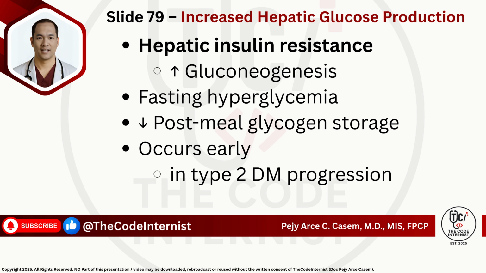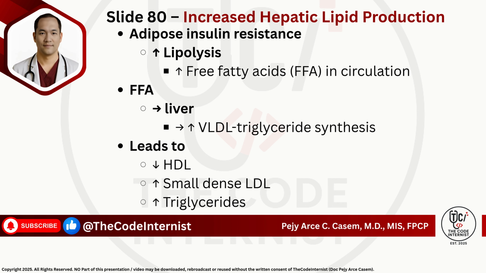One major problem in type 2 diabetes is the liver's failure to respond properly to insulin. Even though insulin levels are high, the liver keeps making sugar, a process called gluconeogenesis. This causes fasting blood sugar to rise and prevents the liver from storing sugar properly after meals, contributing to poor glucose control. Because fat cells also become insulin resistant, they release more free fatty acids into the bloodstream.